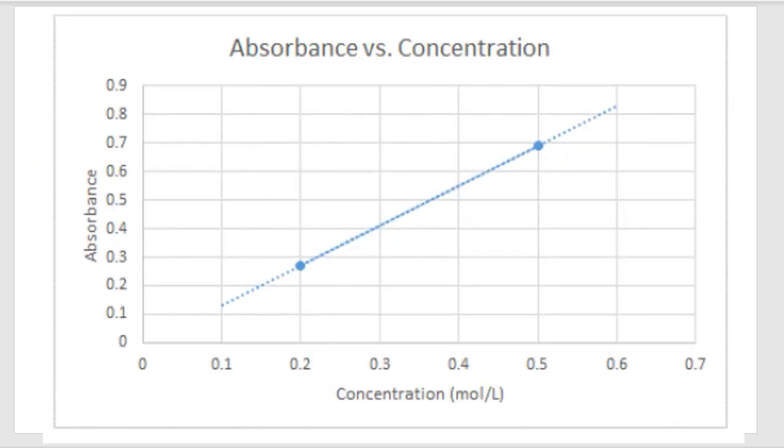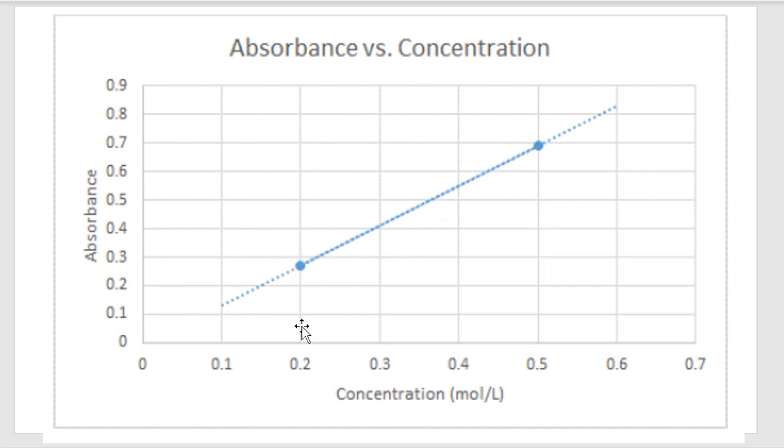So absorbance versus concentration. If we do a Beer's law lab, if we use a spectrophotometer and we get some data, we can put that data on a graph. The graph here shows absorbance on the y-axis and concentration, which is molarity, moles over liters, on the x-axis. And we can figure out what something might be based on this linear graph.